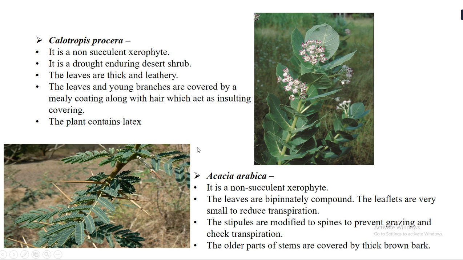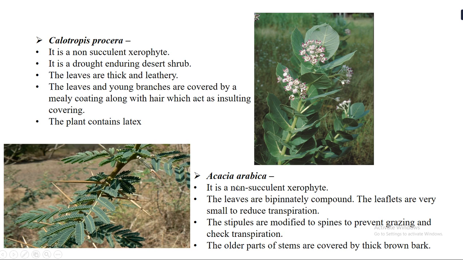And the plant will also contain latex. So if you cut any part of this plant, if you cut the leaf or the stem, there will be a white milky liquid substance oozing out. This white substance is known as latex. And that is how the common name of this plant is Indian milkweed. Okay, so this is Calotropis procera, which is the second xerophytic plant.